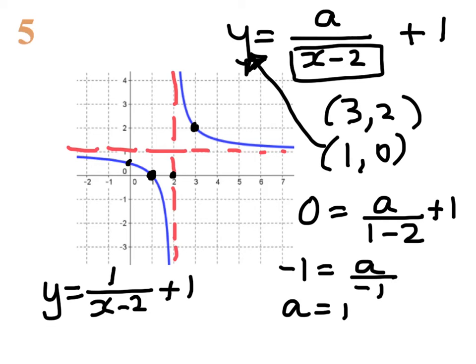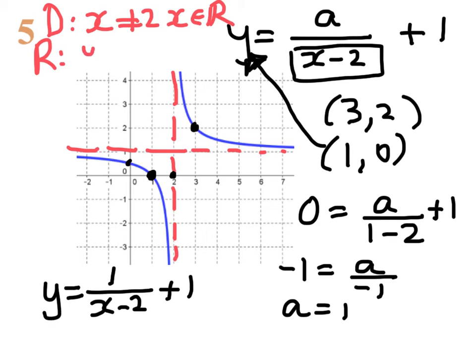Okay, so the domain here, I'll just put D, the domain is x can't be equal to 2, but otherwise x is any real number. And the range is that y can never equal 1, but otherwise y can be any real number.